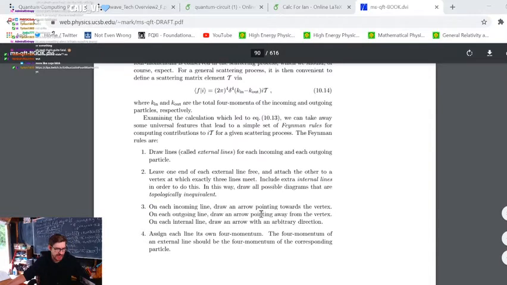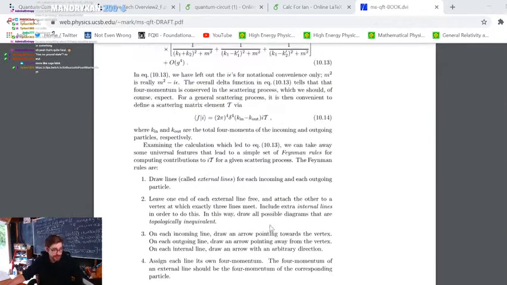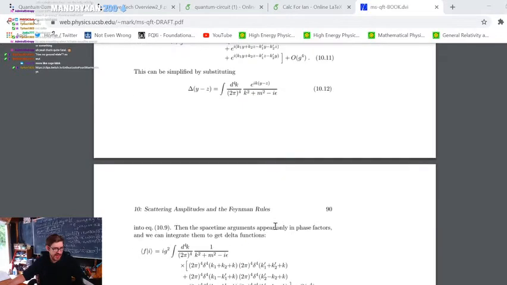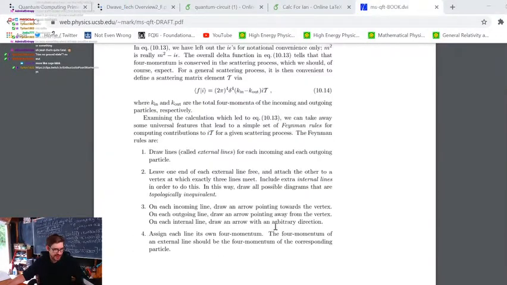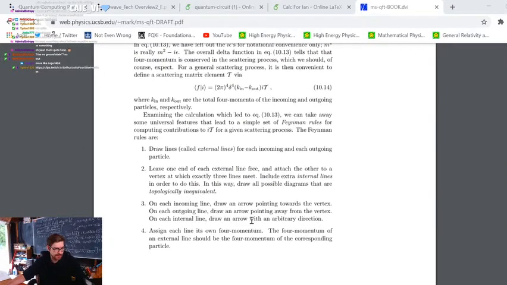On each incoming line, draw an arrow pointing towards the vertex. On each outgoing line, draw an arrow pointing away from the vertex. On each internal line, draw an arrow with an arbitrary direction. Did we miss the diagrams, or are they after? Maybe they're after. Yeah, they're there. Okay. On each incoming line, oh, I just did that.